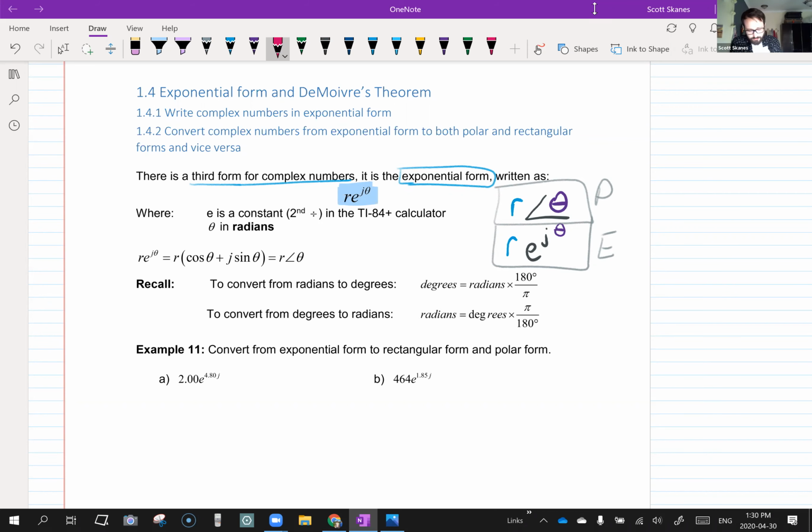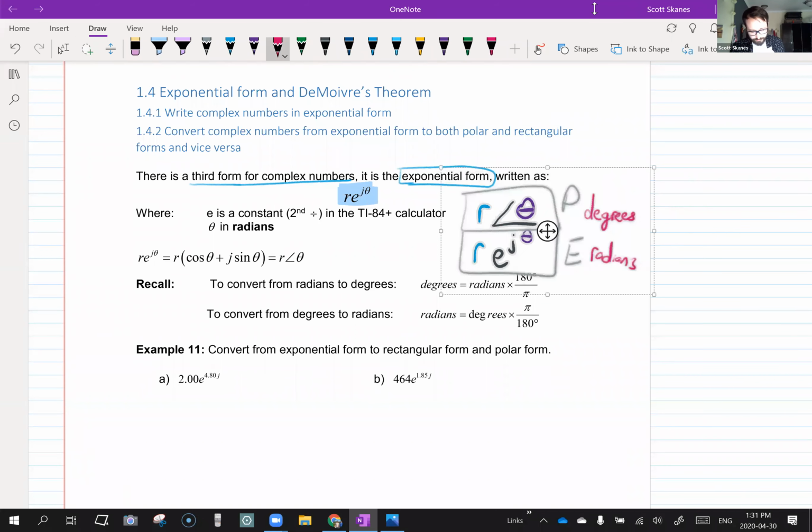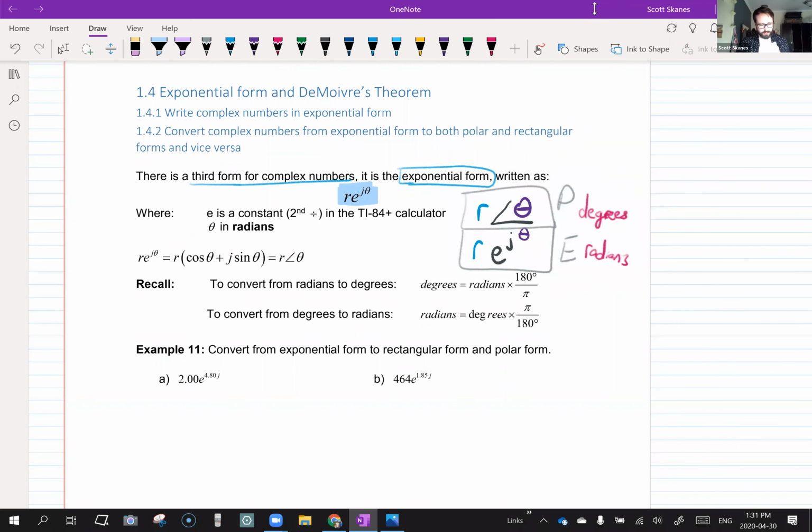The difference is the polar form has everything in degrees and the exponential form has everything in radians. That is the only difference in the way that we solve these problems, okay? So I'll come back to this in a second. Let me just make sure this fits on the page here. There we go. So it says right here, to convert from radians to degrees, we do this. To convert from degrees to radians, we do this.